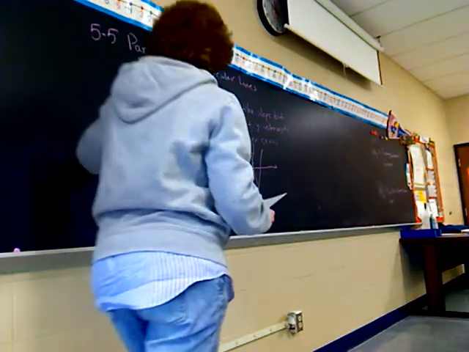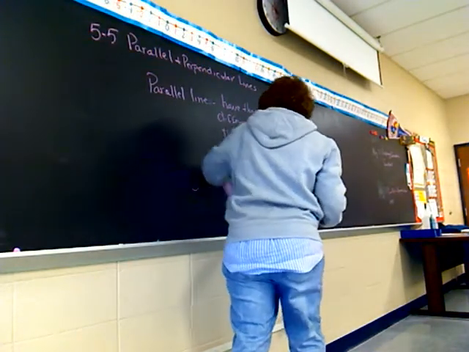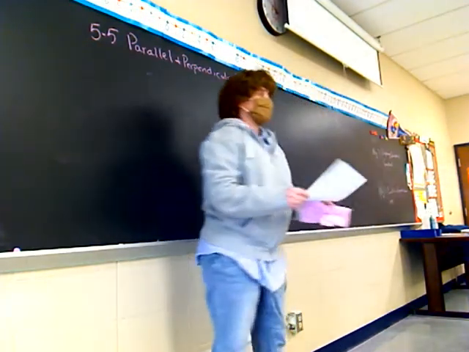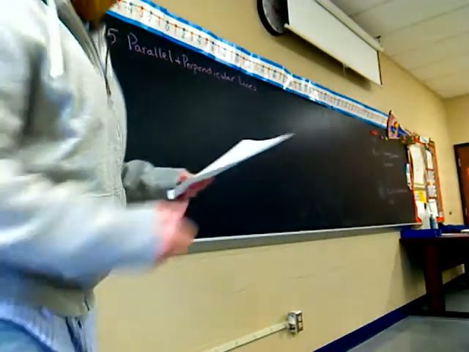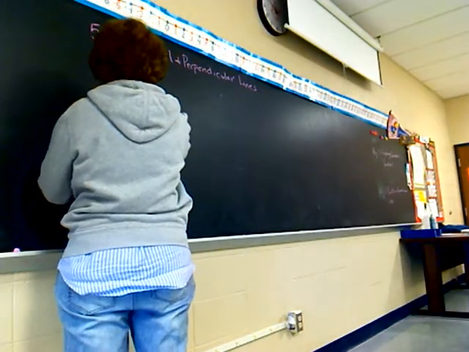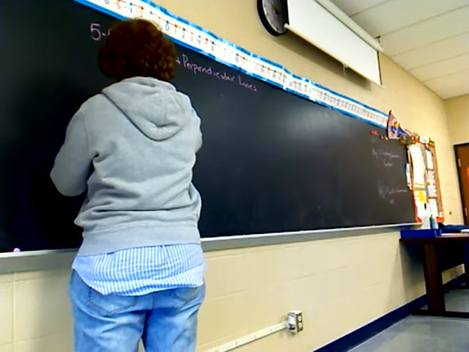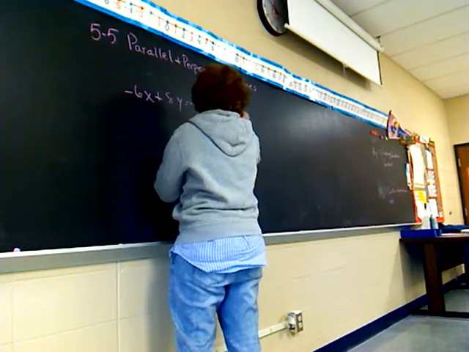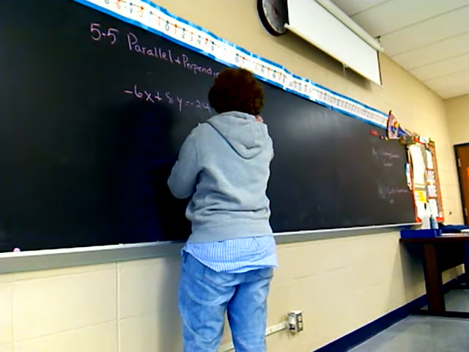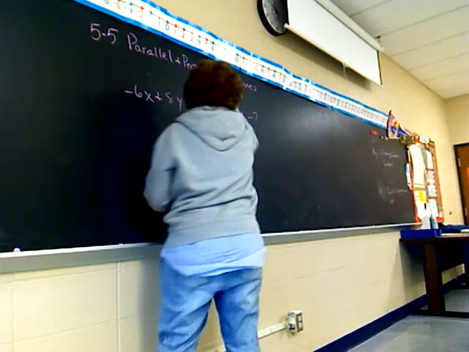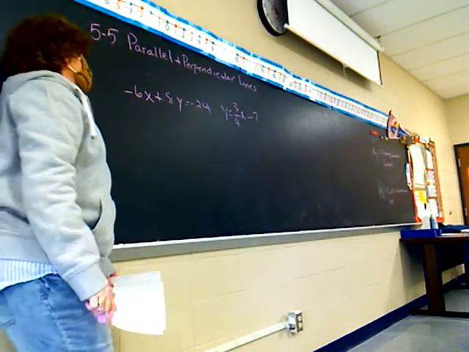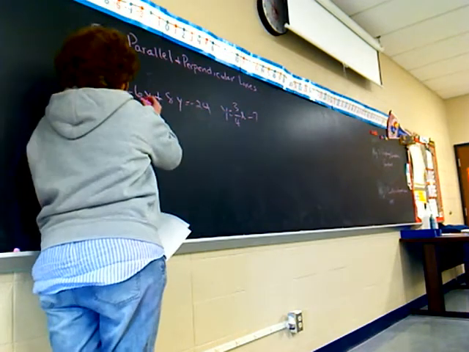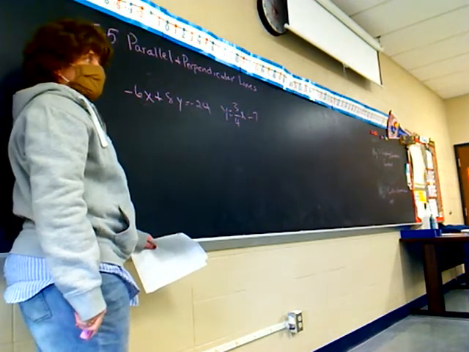To determine whether lines are parallel, given two equations, you need to put them in slope and y-intercept form. So if I give you two equations, here's one, and there's the other one. To accurately tell me if these are parallel lines, you need to put this one in slope and y-intercept form. You need to solve it for y.